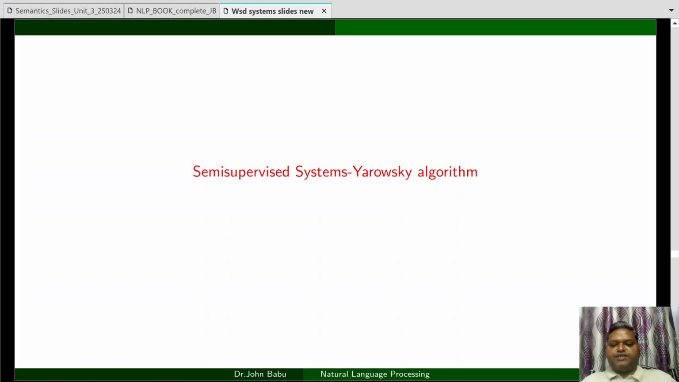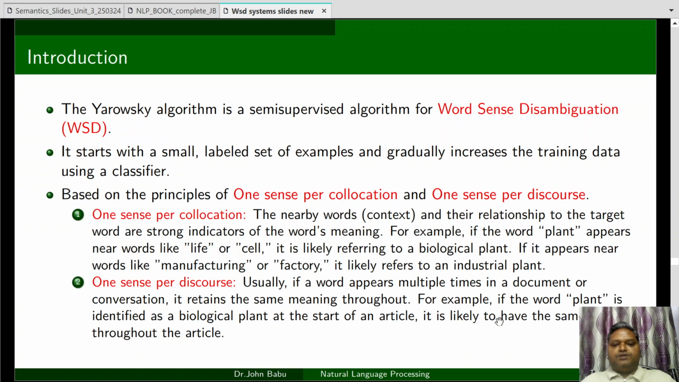Let us discuss another semi-supervised system for word sense disambiguation, which is called the Yarowsky algorithm. The Yarowsky algorithm is a semi-supervised algorithm for word sense disambiguation. We call it semi-supervised because we start with a small amount of labeled data.